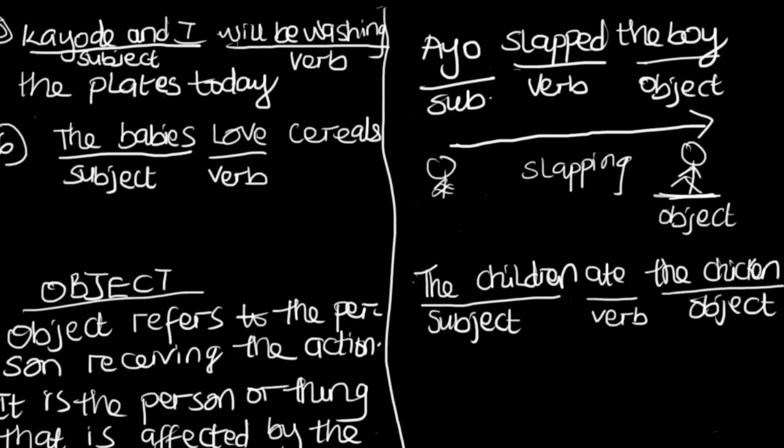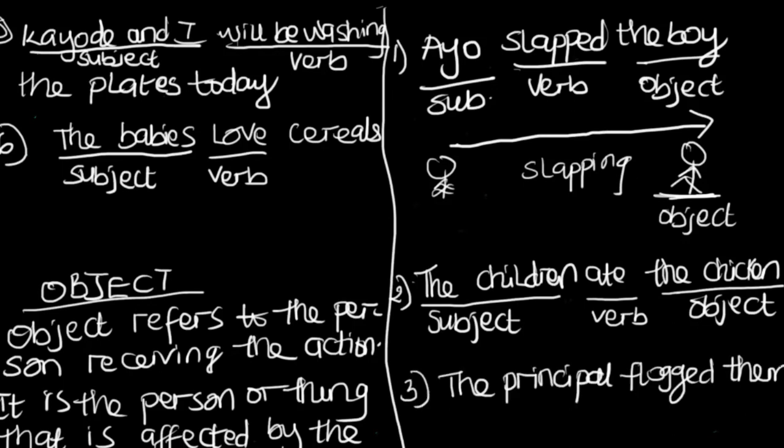I hope you understand. Let's take other examples. Call this example 1. Call this example 2. Example 3. The principal flogged them. Now, what action is being performed? Yes, flogging is the action being performed. That makes flogging what? The verb. Good. Now, who is doing the flogging? The principal. That makes the principal what? The subject, right? Now, who is the principal flogging? Who is receiving the action? Who is receiving that flog? Them. So that makes it what? The object.